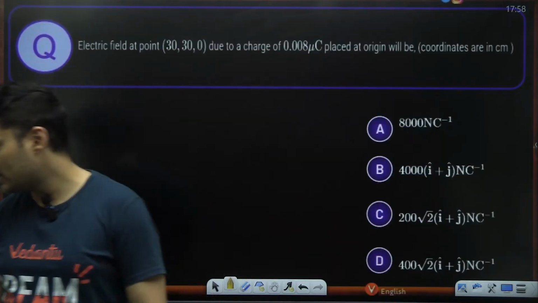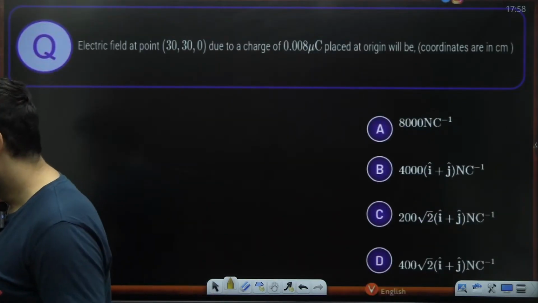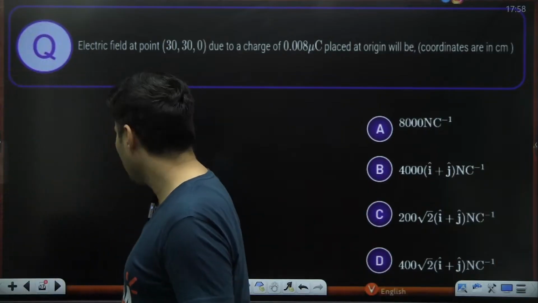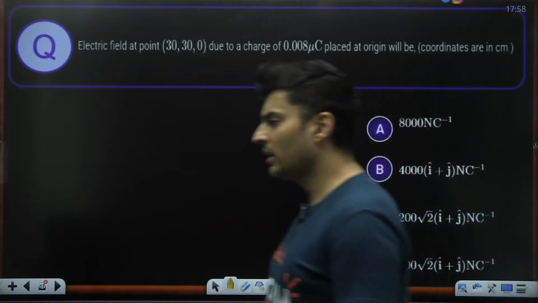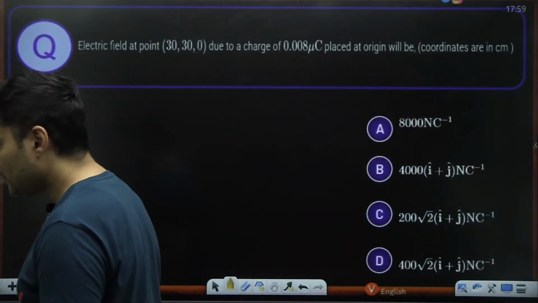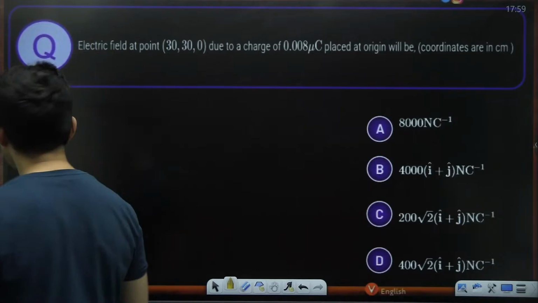I hope you have marked the answer correctly. Yes, the Mains exam is slightly easier. The Advanced exam, expect it to be a little bit tougher. Okay, moving on to the next question, guys.